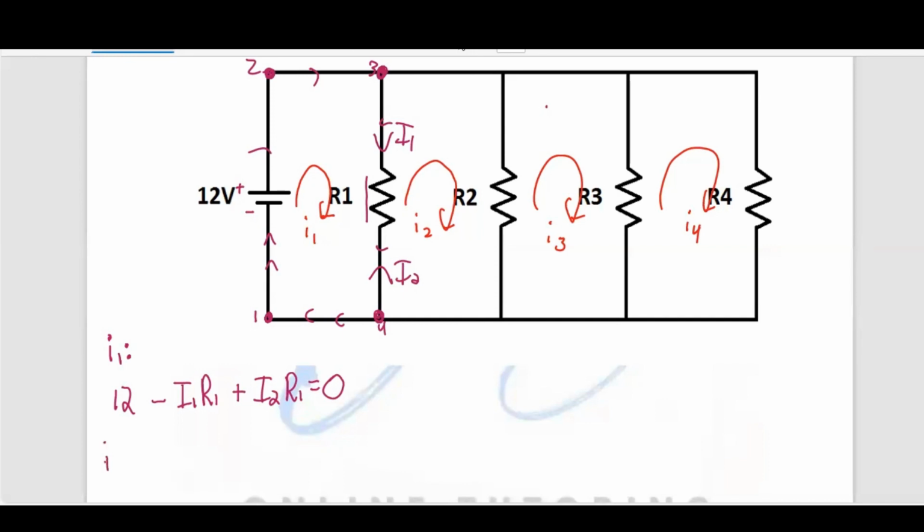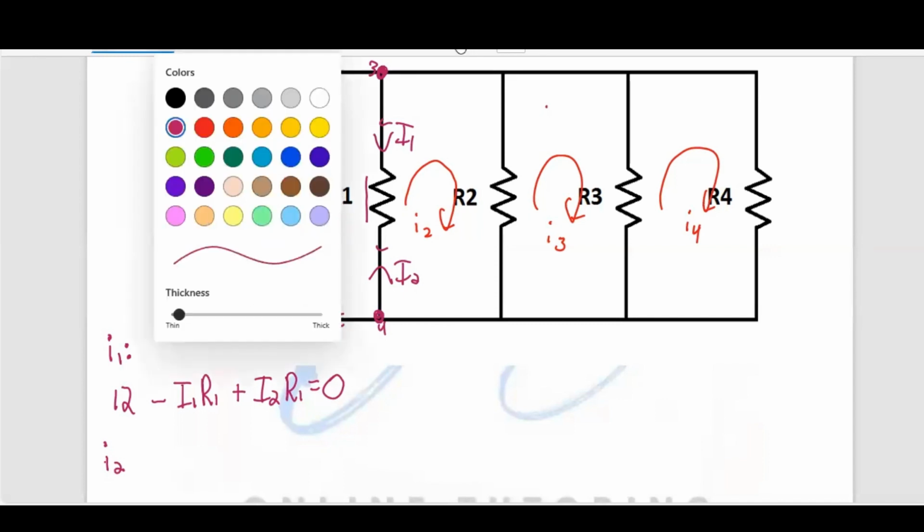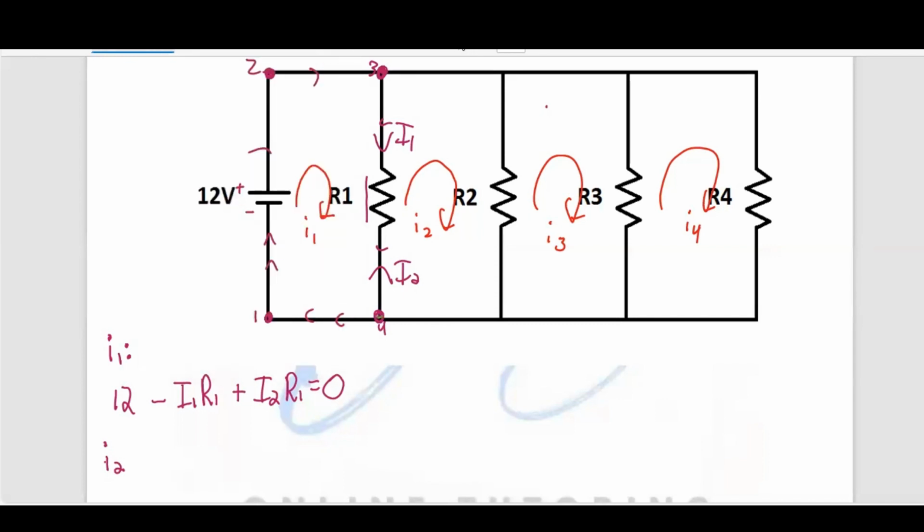If we go to I2 now, it's the same thing. For the I2 loop, let me use a different color, green. We'll go from here, name this 1, up, name this 2, across here, 3, and down, 4, and then back to 1. So this green here is the loop for I2.